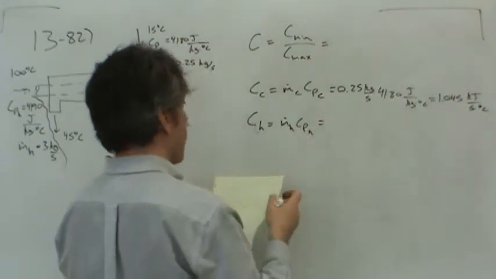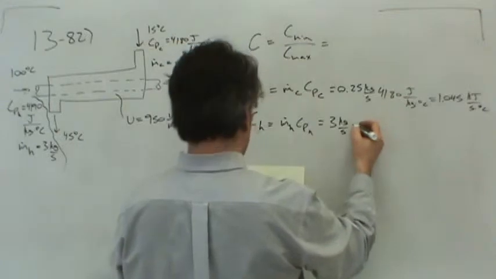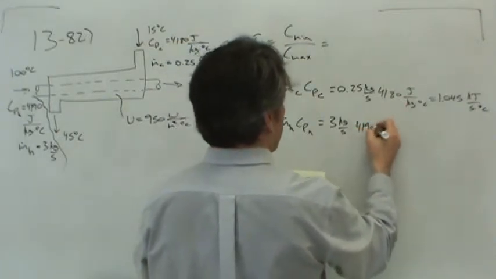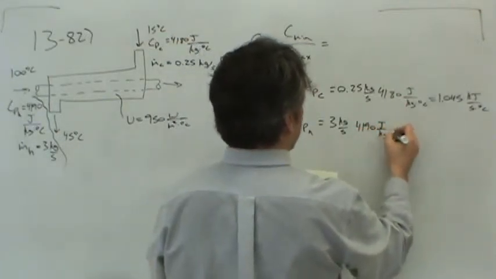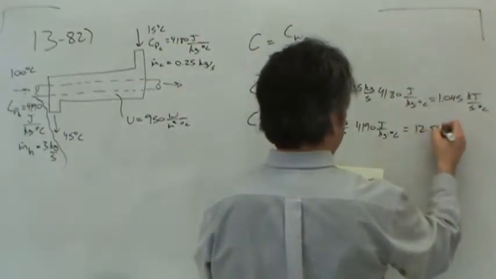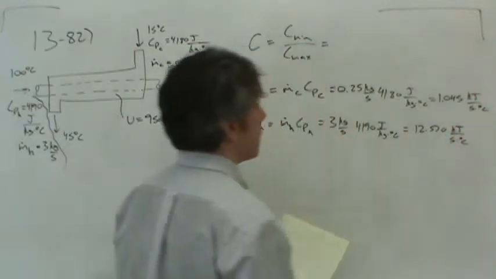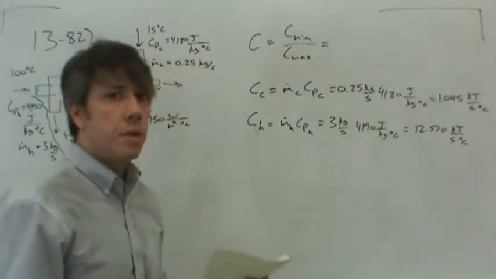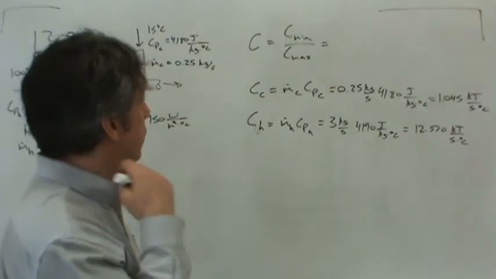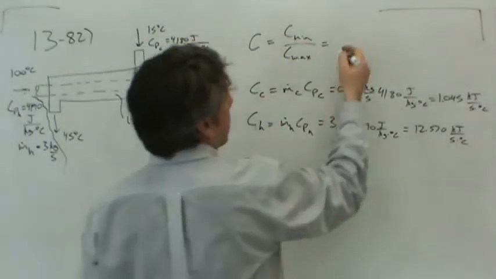On the hot side, the capacity rate is different. There's 3 kilograms per second of flow, and the heat capacity is 4190 joules per kilogram per degree Celsius. So this number comes out to 12.570 or so kilojoules per second per degree Celsius. Obviously, there's a huge difference in the capacity rates on the hot and the cold side, and it's also apparent which one is the minimum, the smaller, and which is the maximum.